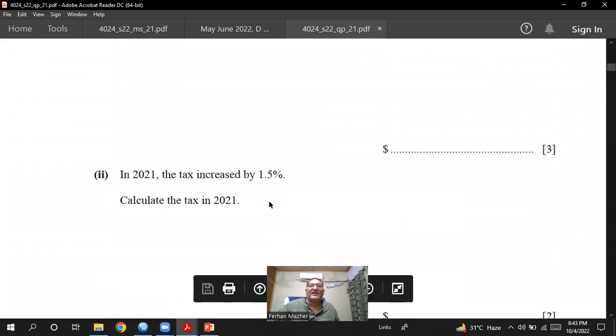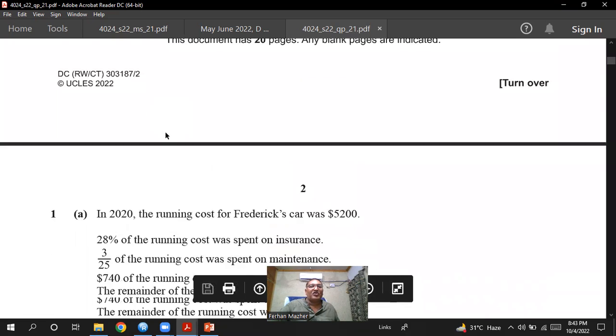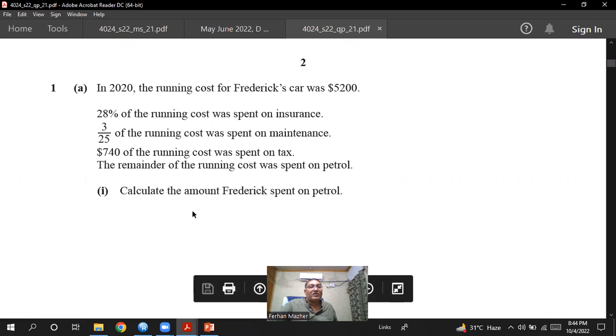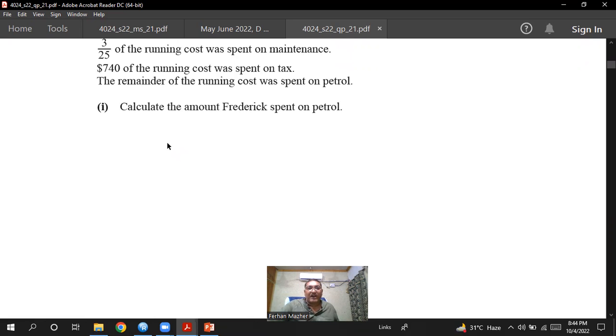So the first question. This is the paper, May June 2022, 2-1 paper. Paper 2, the time allowed is 2 hours and 30 minutes. In 2020, the running cost for Frederick's car was $5,200. 28% of the running cost was spent on insurance. 3 by 25 of the running cost was spent on maintenance. $740 of the running cost was spent on tax. The remainder of the running cost was spent on petrol. Calculate the amount Frederick spent on petrol. It's a 3 marks question.